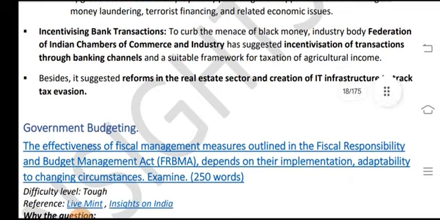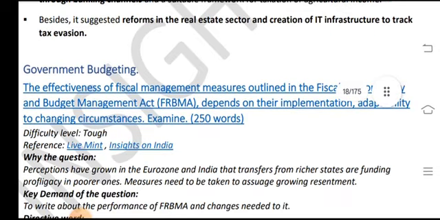and the innovations. Government budgeting: the effectiveness of fiscal management measures outlined in the Fiscal Responsibility and Budget Management Act, the FRBMA, is dependent on their implementation and adaptability to changing circumstances.